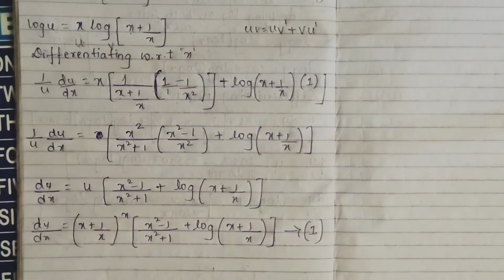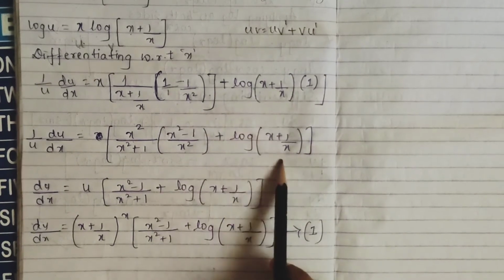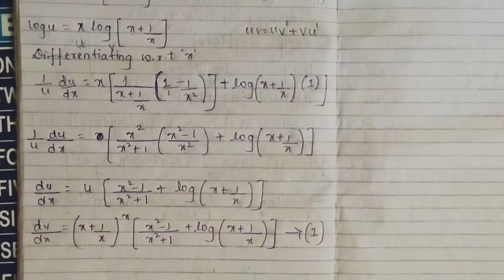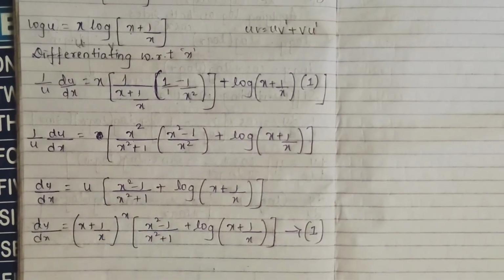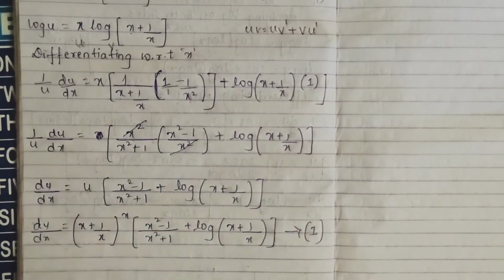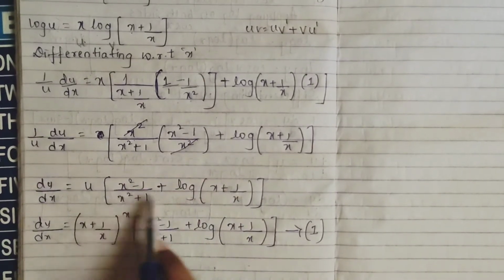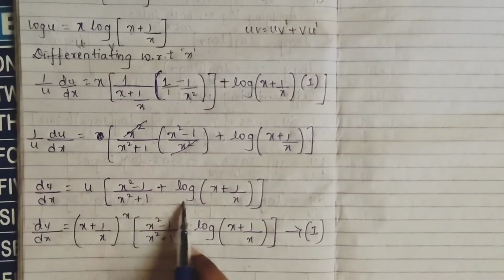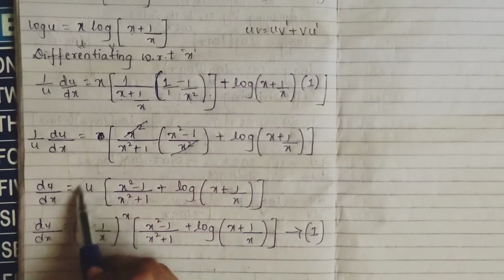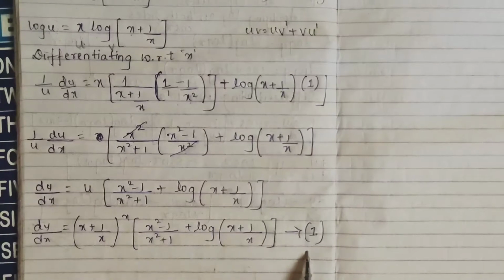Don't forget your LCM, do it properly, plus your log of (x plus 1)/x remains as it is. Now here you can see this x square and this x square get cancelled. Taking u on the other side, it becomes u, and the remaining is (x square minus 1) divided by (x square plus 1) plus log of (x plus 1)/x. Now what is your original u value? Substitute your u value and take it as equation 1.